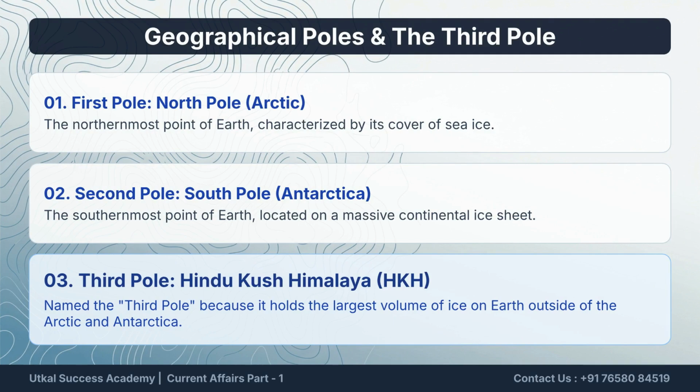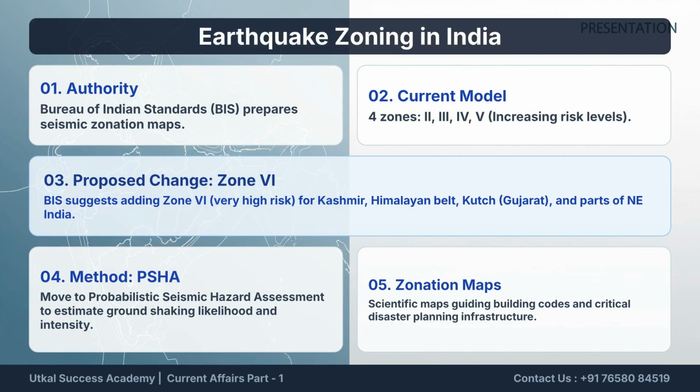The geographical poles include the North Pole, Arctic, and the South Pole, Antarctica. The Hindu Kush Himalaya is known as the Third Pole because it holds the largest volume of ice outside of the first 2 poles. Regarding earthquake zoning in India, the current model uses 4 zones.